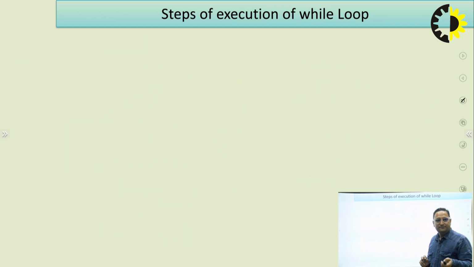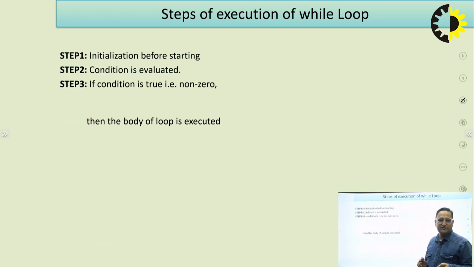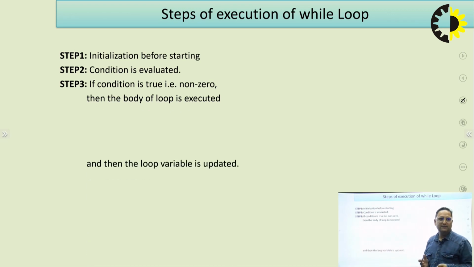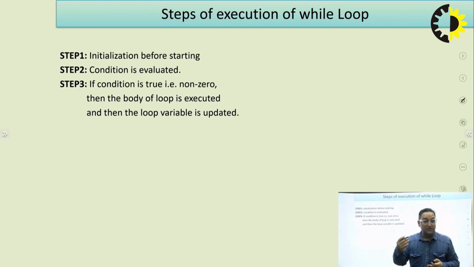Now, these are the same steps which I just explained in the last example. So step 1 is initialization before starting. Then the condition is evaluated. If the condition is true, I mean the condition is non-zero. You can use a relational operator there, you can use a logical operator there, to execute that condition.